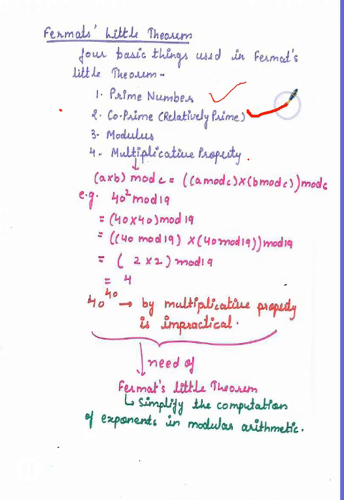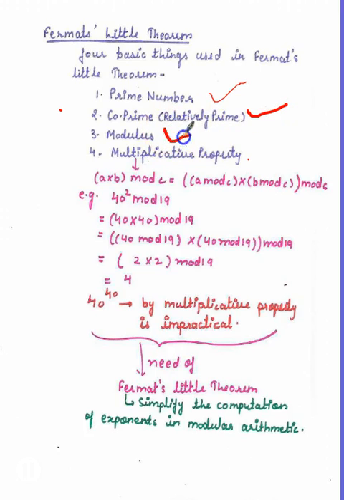Second is co-prime or relatively prime. Two integers are said to be co-prime or relatively prime if their greatest common divisor is 1. It is not necessary for those integers to be prime. The only condition is that the greatest common divisor of the two integers is 1. For example, 4 and 7. The greatest common divisor of 4 and 7 is 1. It means 4 and 7 are co-prime or relatively prime. However, 4 is not a prime number.